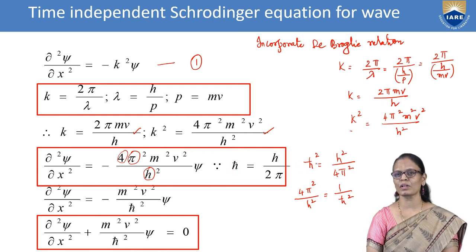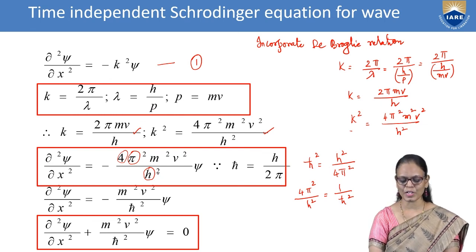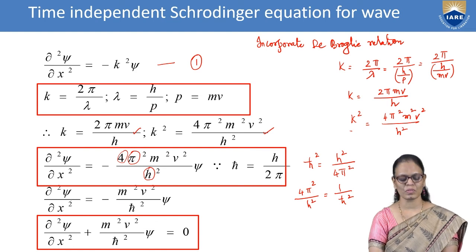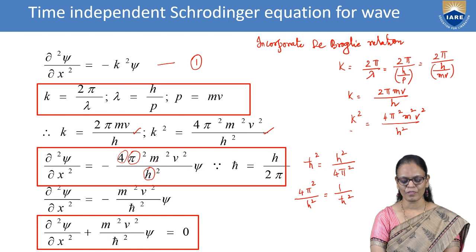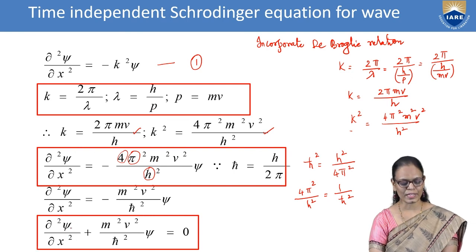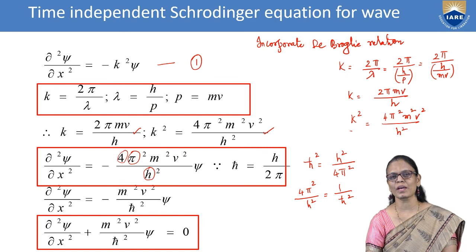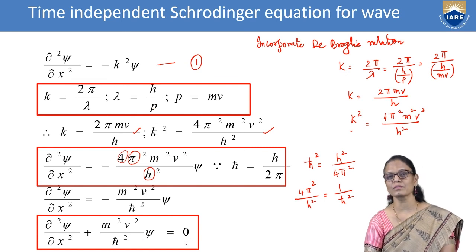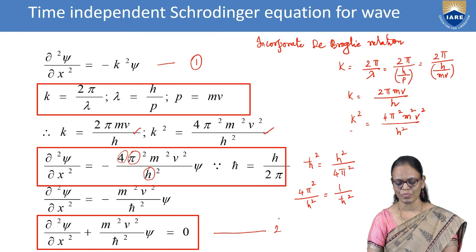We are trying to replace two constants with only one constant, that is h cross. And h cross square is what? H square upon 4 pi square. But in the equation, we need the value of 4 pi square by h square. So what we get here is 1 upon h cross square. So substitute for h cross square here. Dou square psi by dou x square is equal to minus m square v square by h cross square psi. Take this onto the other side, and you get the equation dou square psi by dou x square plus m square v square by h cross square psi is equal to 0. This is the equation which you will have to take forward.